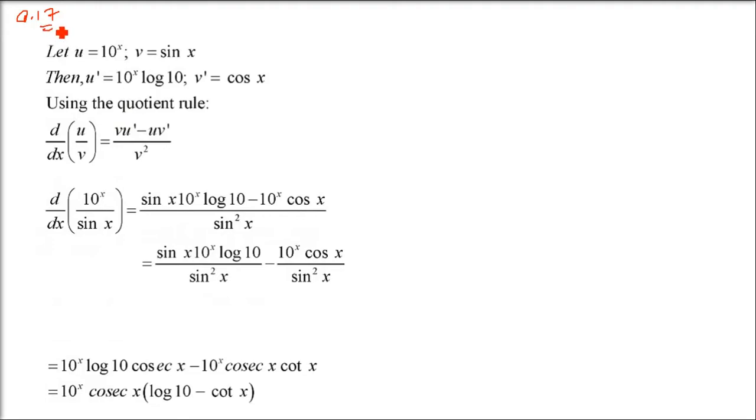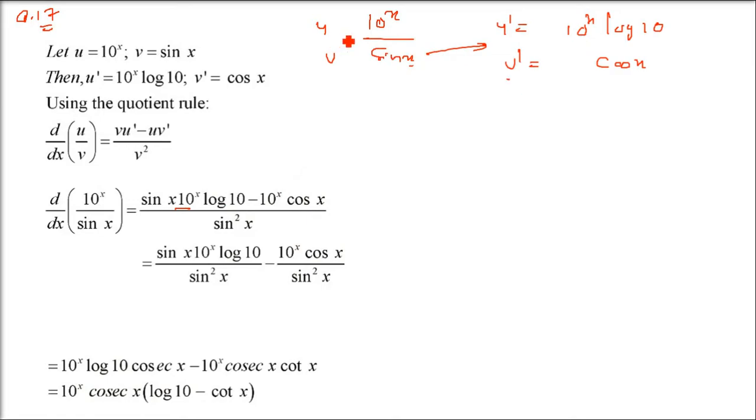Coming to the 17th. This is 10 raised x by sin x. So this is u, this is v. Let us take u dash. It will be a raised x, so a raised x log a, so 10 raised x log 10. What is v dash? Sin x is cos x. Now vu dash: sin x multiplied by 10 raised x log 10, which you see here, and u with v dash: 10 raised x with cos x. Now divided by v square, sin x whole square, that is sin square x.